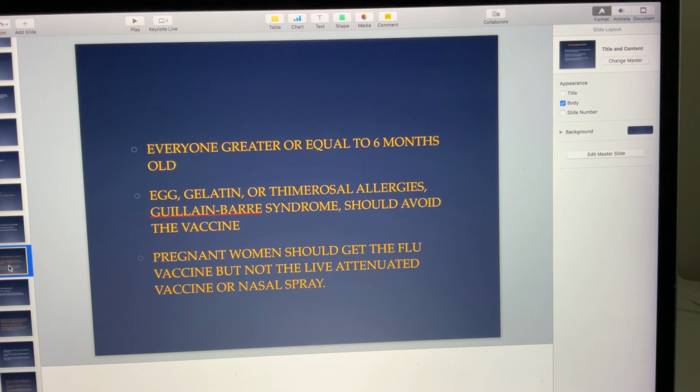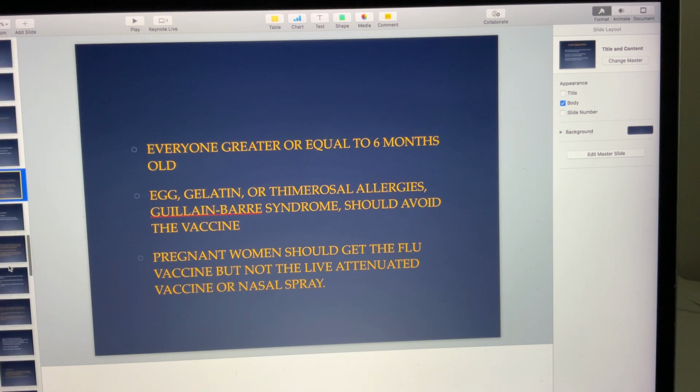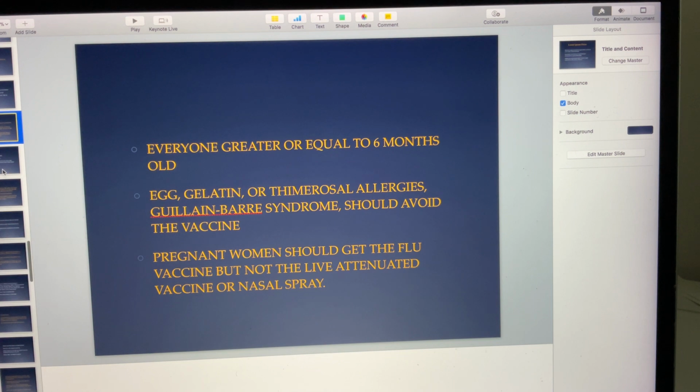This is a commonly tested question. Should pregnant women get flu vaccine? The answer is yes. Flu vaccine is safe for pregnant women. However, they should not get the live attenuated vaccine or the nasal spray. Okay, so anything live vaccine, you don't want to give it to pregnant women.